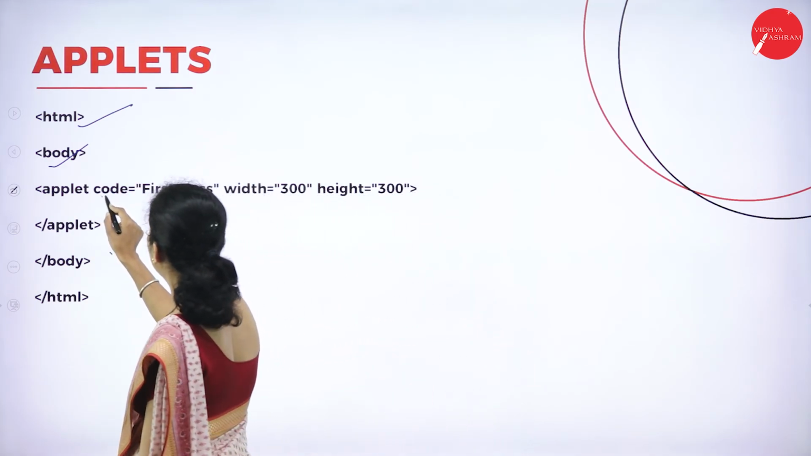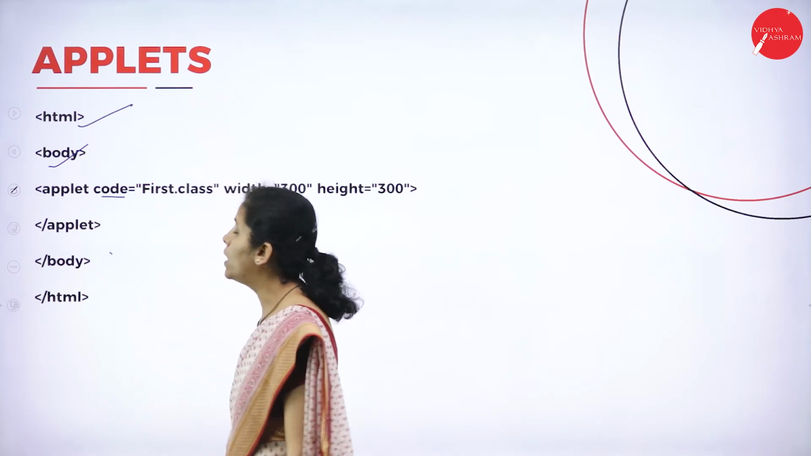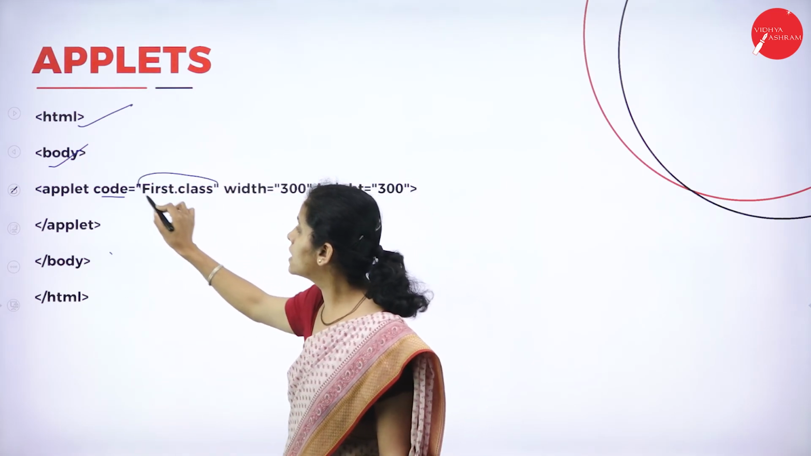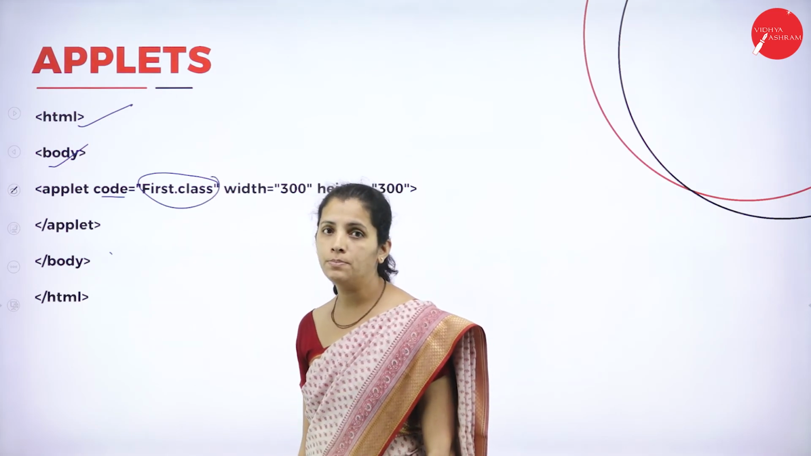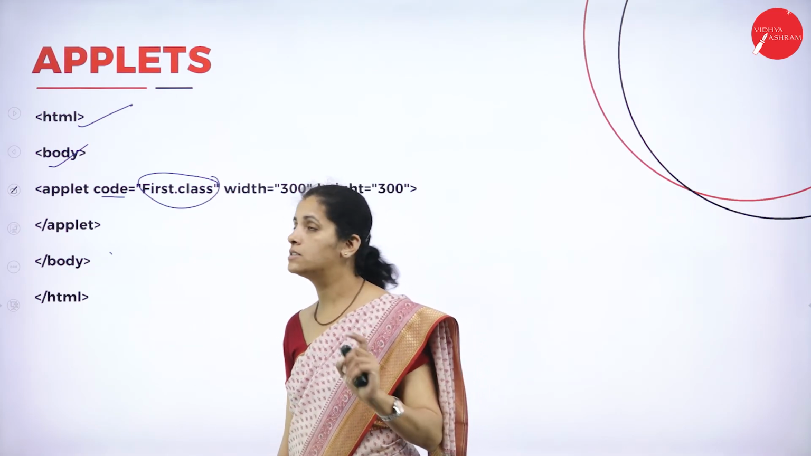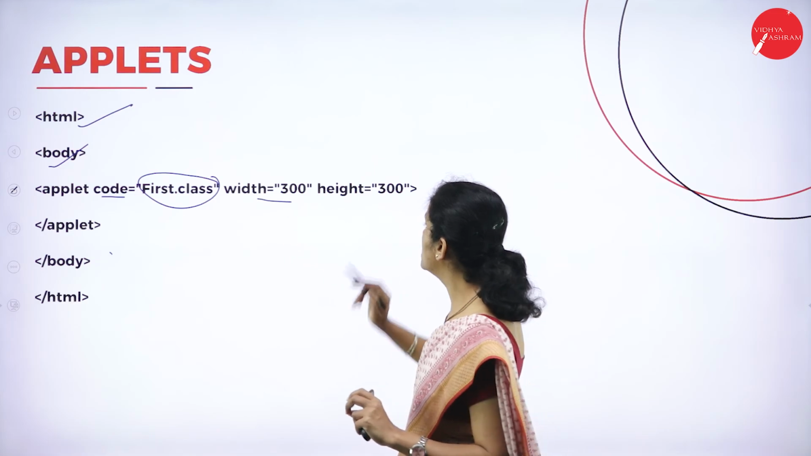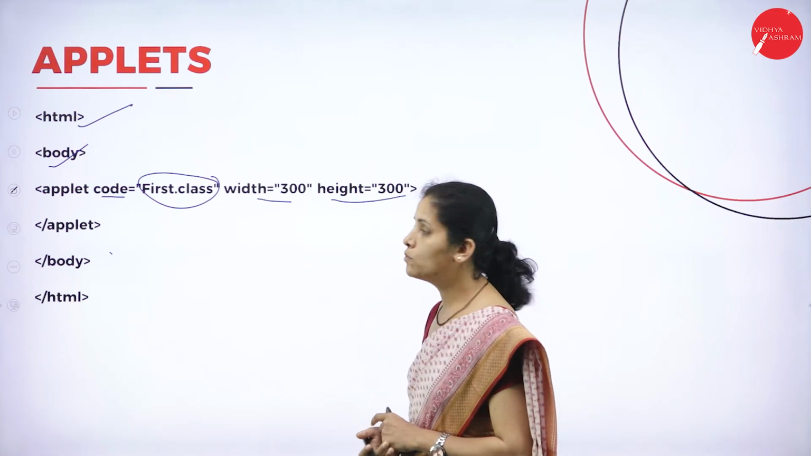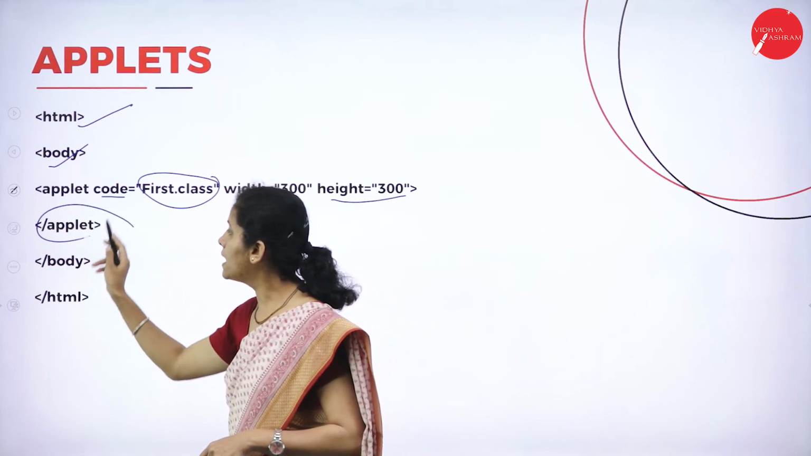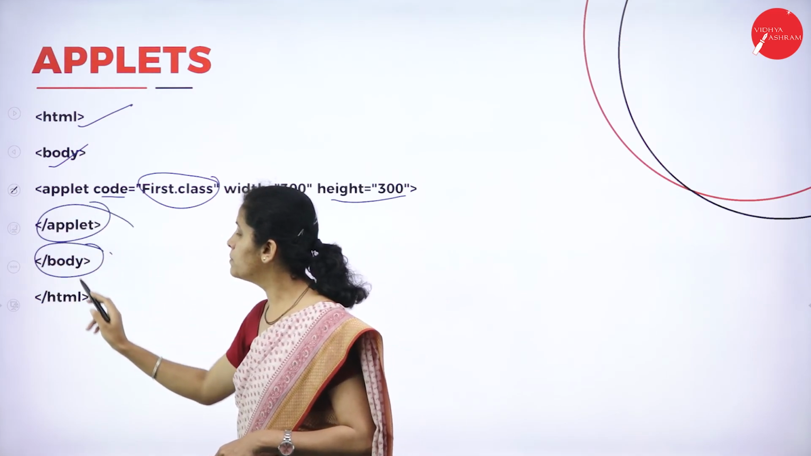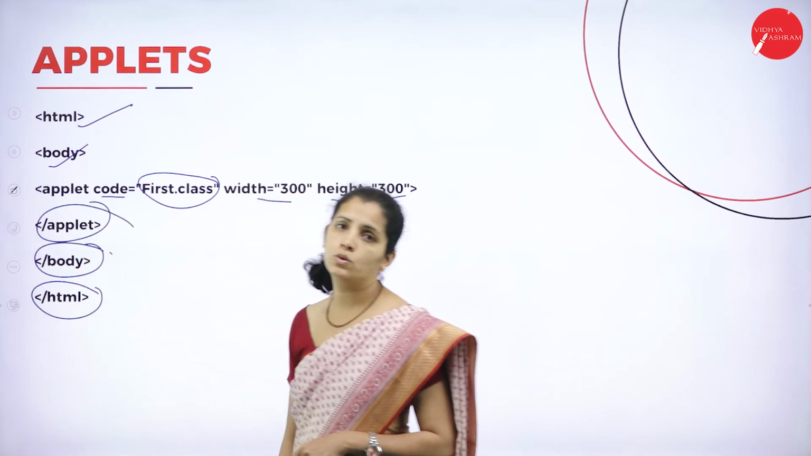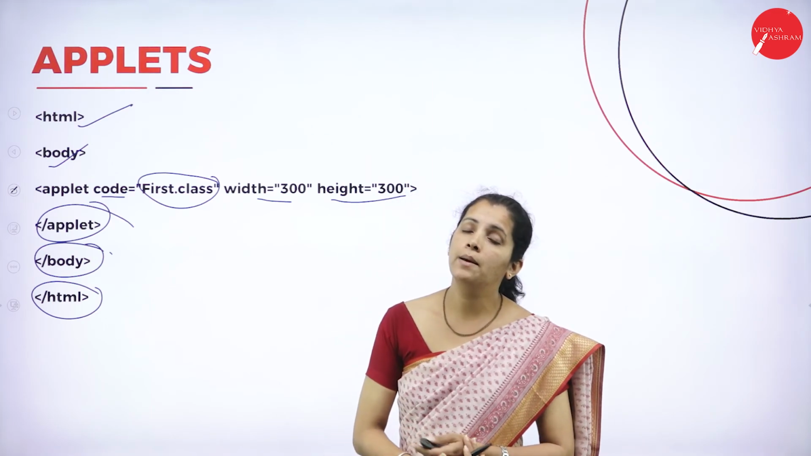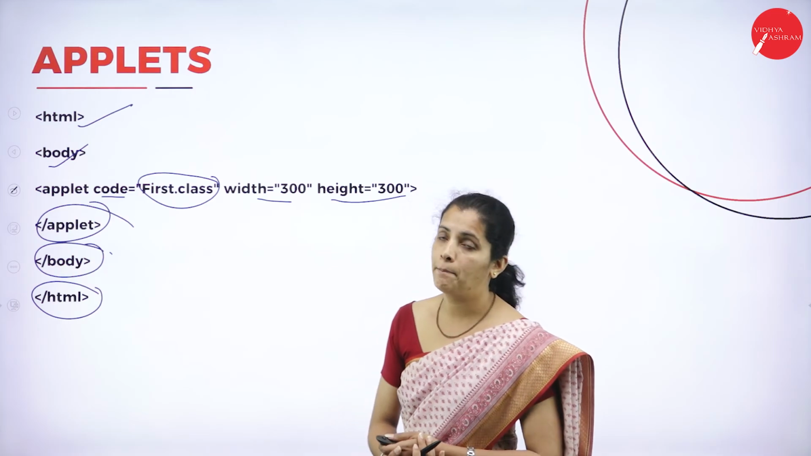Now I'm going to have the code. What is this code? Here I want to write the class name. And what is my class name? That is first. I'm going to specify the width and height of the applet, and I'm going to close the applet tag, as well as the body tag and the HTML tag. This is the way I can create an applet.